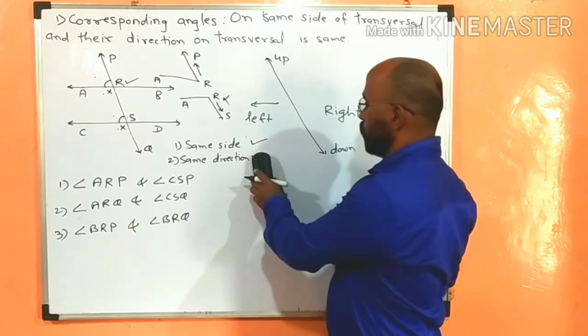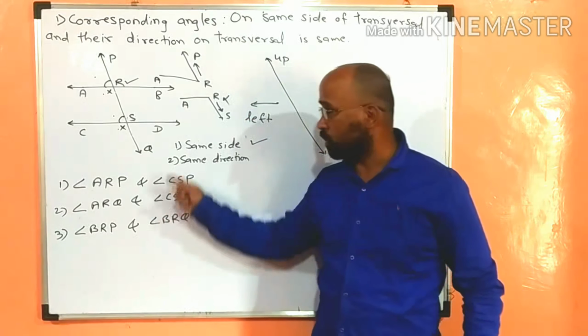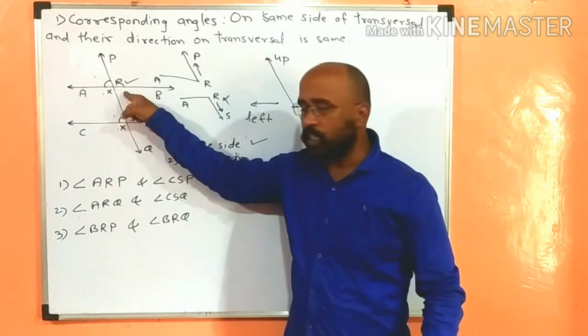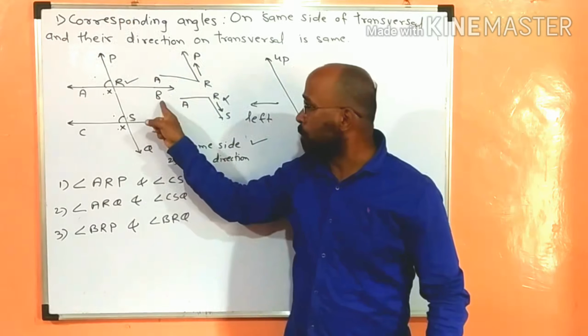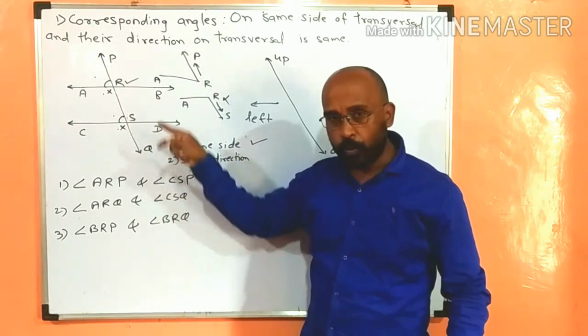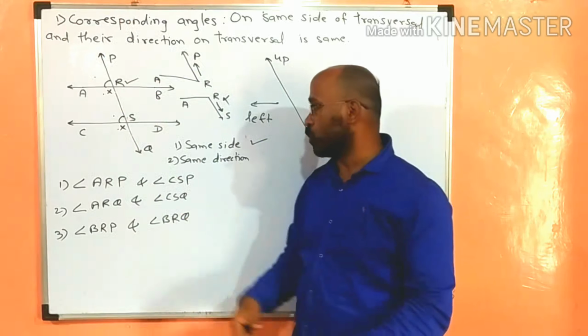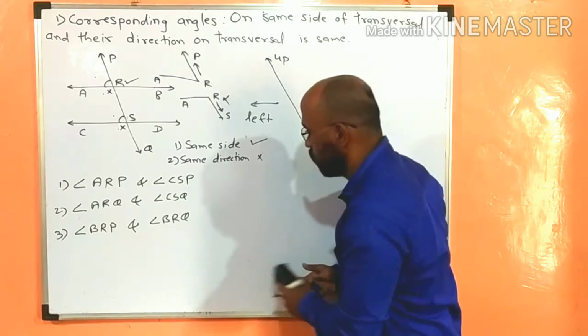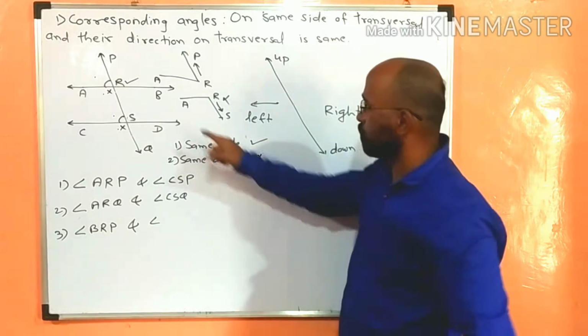Same side criteria fulfilled. Let us say its direction on the transversal. BRP, on the transversal, is going towards up. BRQ, on the transversal, RQ is going towards down. So same direction criteria doesn't fulfill. So let us see the next angle.